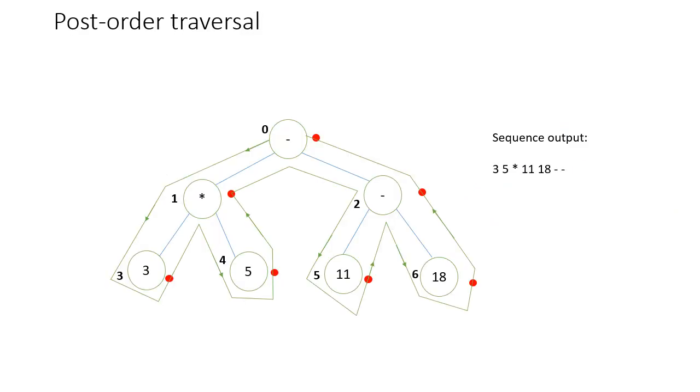So here we are putting a dot on the right hand side of each node, and again we are starting at the root node. When we traverse this, we're passing through each of those dots in turn until we get back to the root node, and the sequence output in this case is a reverse Polish notation expression.